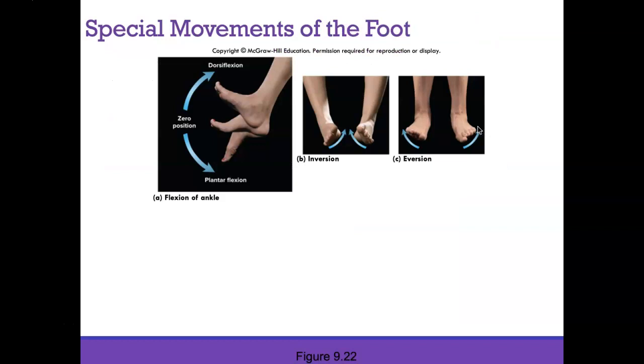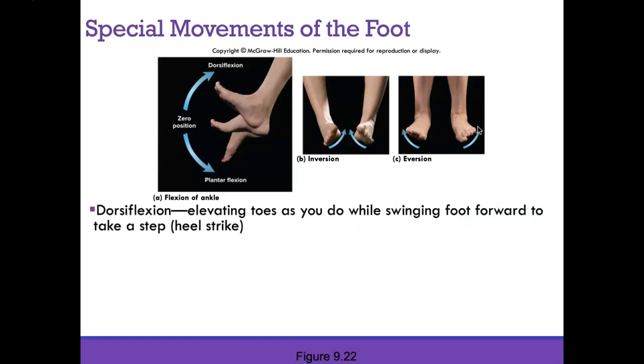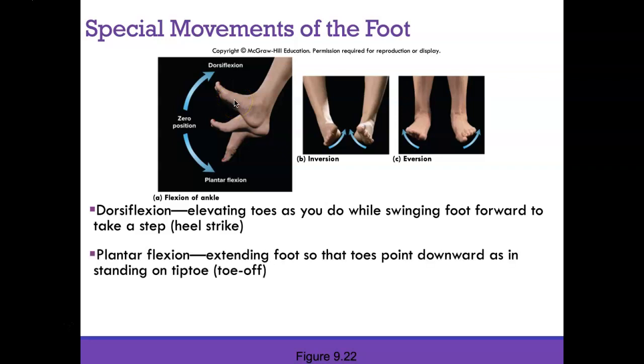Lastly, we'll talk about the foot. You can have dorsiflexion. So dorsiflexion is when you elevate your toes upward. So this is zero position here. When you dorsiflex, think about dorsal like back. You're elevating your toes back. So like when you take a step up, you're dorsiflexing.